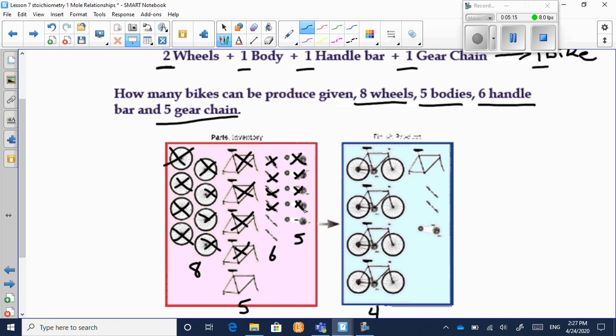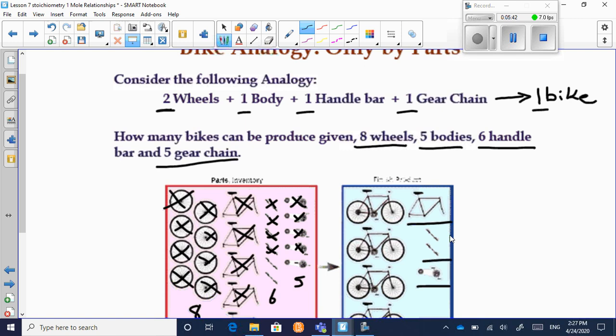Notice that the wheels ran out. We actually have a frame left over, two handlebars left over, and a gear chain left over. Those things are left over because we didn't have enough of the rest of the parts. And this is what stoichiometry is about: understanding how the balanced chemical equation is used to show you how much you can make of something. So that's an analogy.